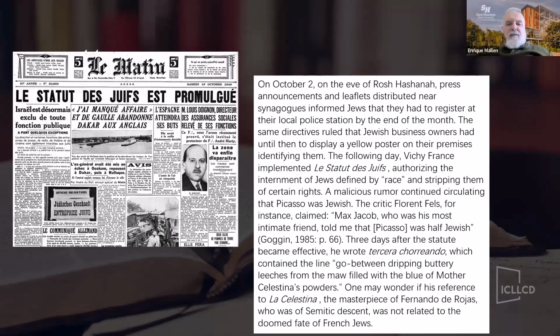3 days after the statute became effective, he wrote a poem, or Tercera Chorreando, which contained the line, "Go between dripping buttery ditches, from the mall filled with the blue of Mother Celestina's powders." One may wonder if his reference to La Celestina, the masterpiece of Fernando de Rojas, who was of Semitic descent, was not related to the doomed fate of French Jews.